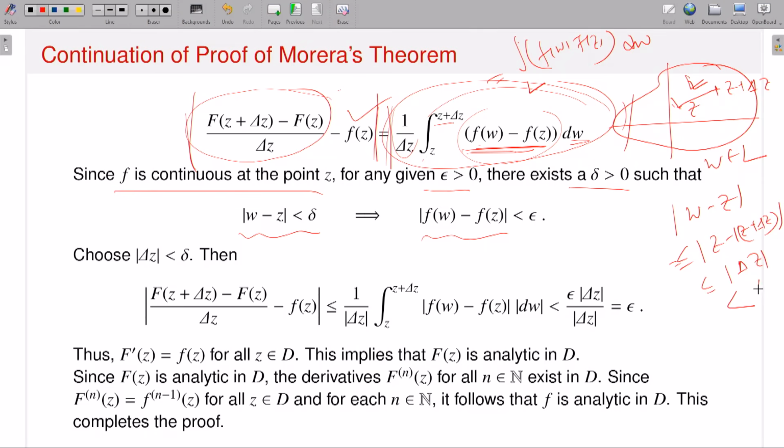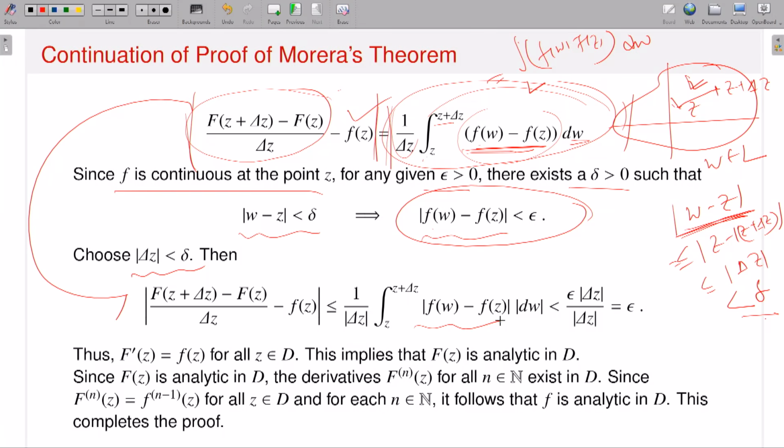And if I choose modulus of delta z less than delta, that means modulus of w minus z is less than delta. That's exactly it. By continuity, I will have the distance of f of w minus f of z less than epsilon. So if I take the absolute value of this one, you can push the absolute value inside the integrand because of the properties of contour integration. That's why I am putting the absolute value in the integrand. This integration is nothing but integration over L of this object, because I am taking one contour.